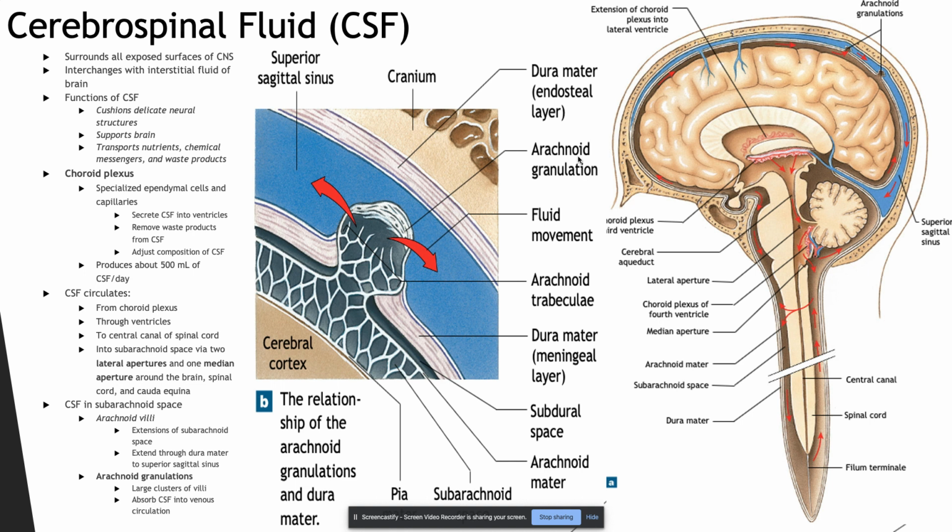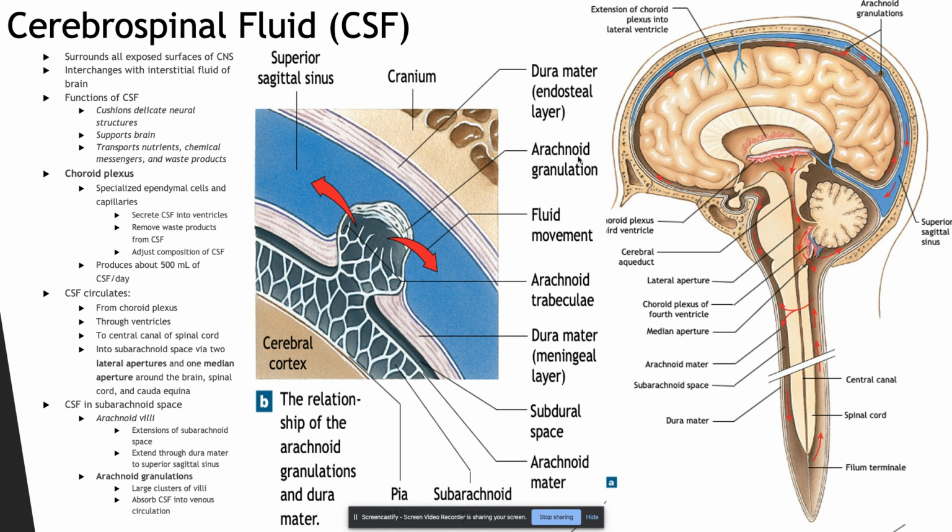As it circulates, materials diffuse between the CSF and the interstitial fluid of the CNS across the ependymal cells. 3, the CSF reaches the subarachnoid space through 2 lateral apertures and a single median aperture in the roof of the fourth ventricle. 4, the cerebrospinal fluid then flows through the subarachnoid space surrounding the brain, the spinal cord, and the cauda equina. And 5, finger-like extensions of the arachnoid membrane, called the arachnoid villi, penetrate the meningeal layer of the dura mater and extend into the superior sagittal sinus.